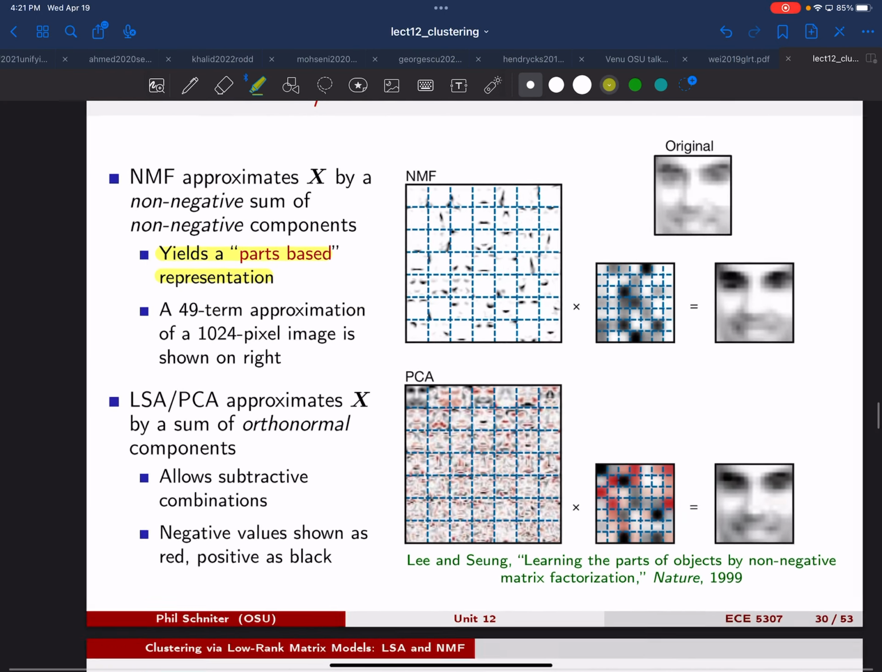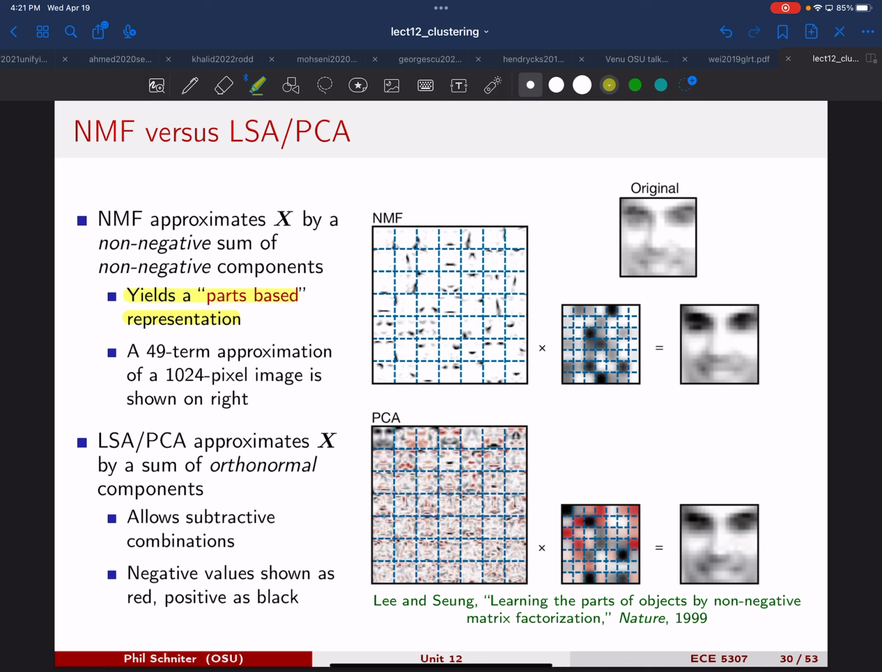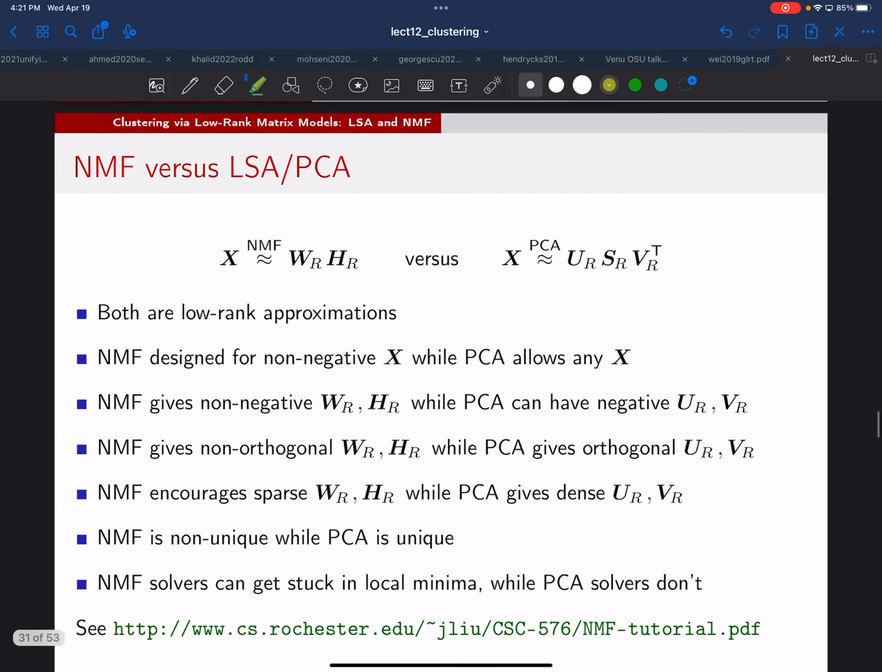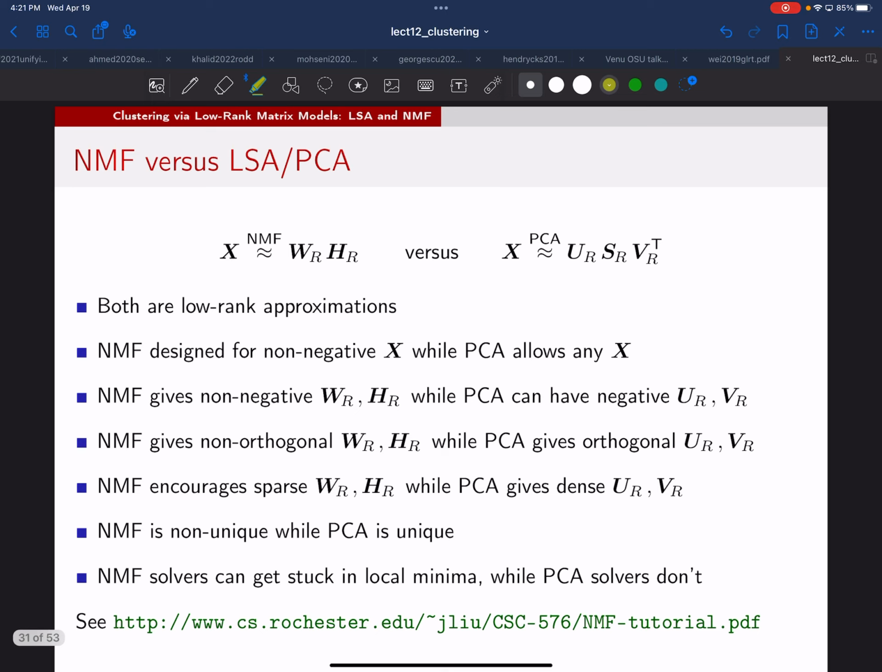So just some perspective on what NMF is doing. Okay, any questions on this? So let's just do a quick summary comparison of NMF versus PCA, or they call this LSA in the context of text mining. So non-negative matrix factorization, you are approximating X by W times H. PCA, you're approximating it by U S V transpose. Both are low rank. Both are using a rank R.